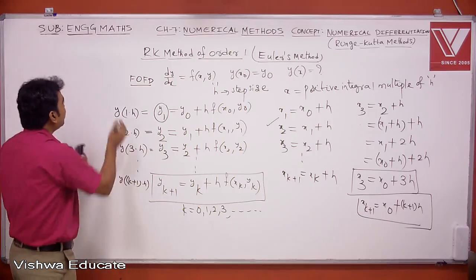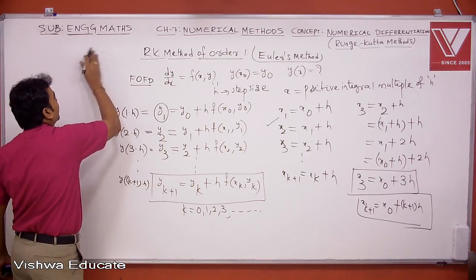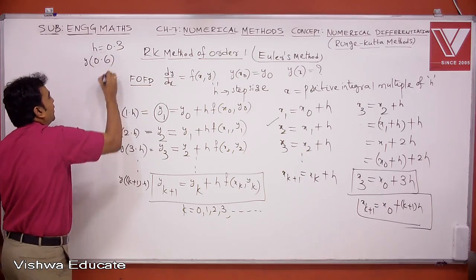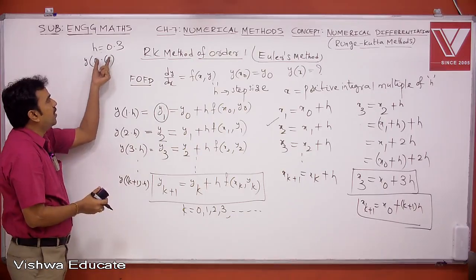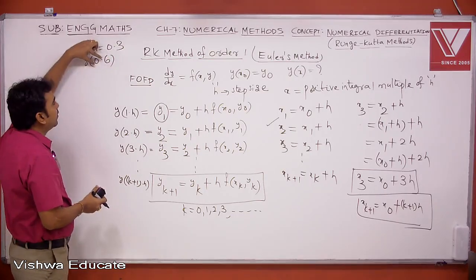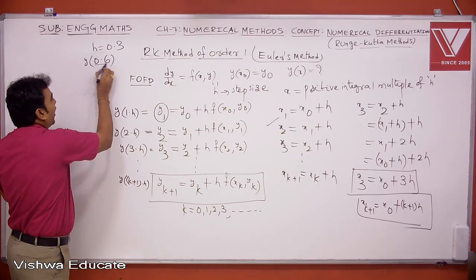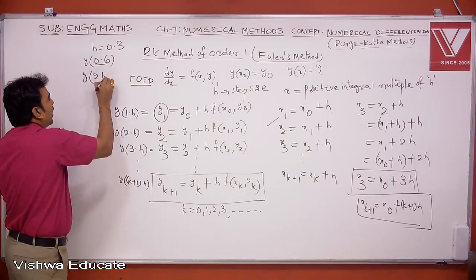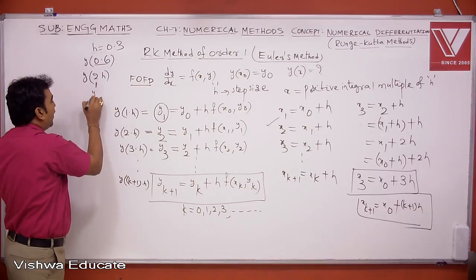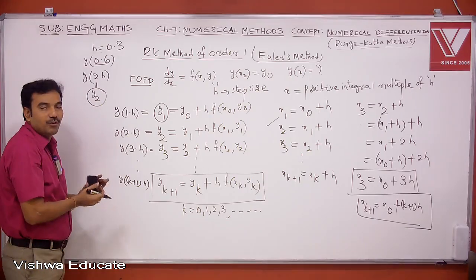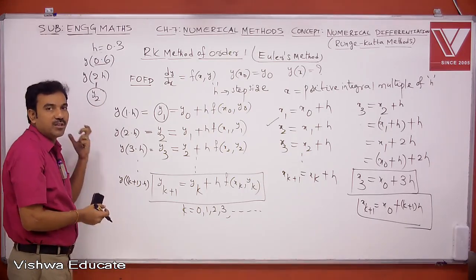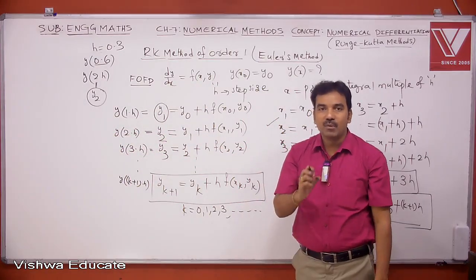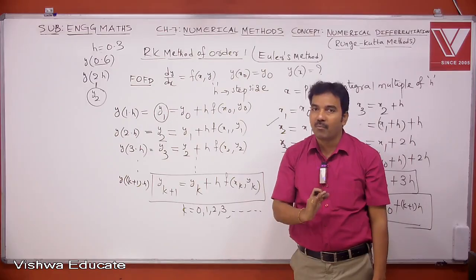That means, suppose the value of h is, for example, 0.3. If they ask you y of 0.6, here the value of x is 0.6, and the h value, the step size, is 0.3. So here you write the value of x as a positive integral multiple of h. So 0.6 is nothing but 2 times h. That means you need to find the value of y in the second iteration. So your problem will end in the second iteration. y2 is required. Therefore, whenever h is given, if they ask you to find y of x, you must express the x value as a positive integral multiple of h.